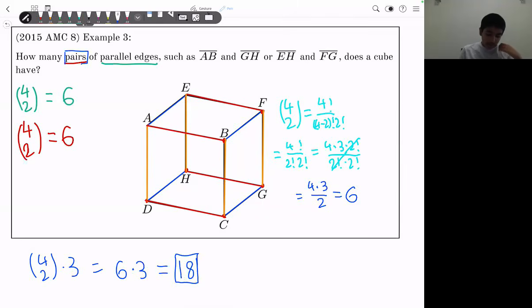So again, remember the key ideas to take away from this problem are that we have all these parallel edges and try to group them. I mean, of course, you could have just listed them all out, but that would take a longer time.